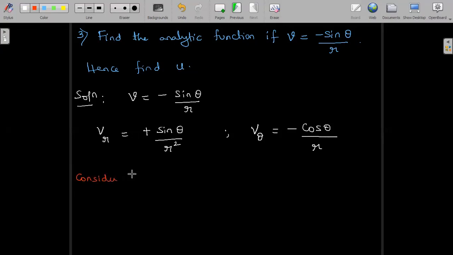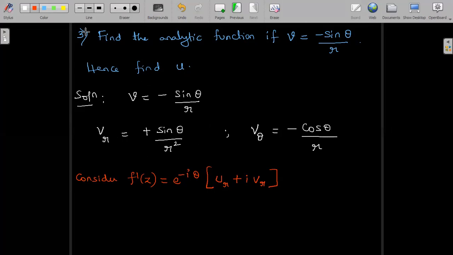Consider f dash of z in a polar representation. It is given by e power minus i theta into ur plus i into vr. We have already seen this in the derivation of CR equations. While we derived CR equations itself, we have seen this. So this is the expression for f dash of z. We observe that we are familiar to substitute vr. Vr we can substitute sine theta by r square.